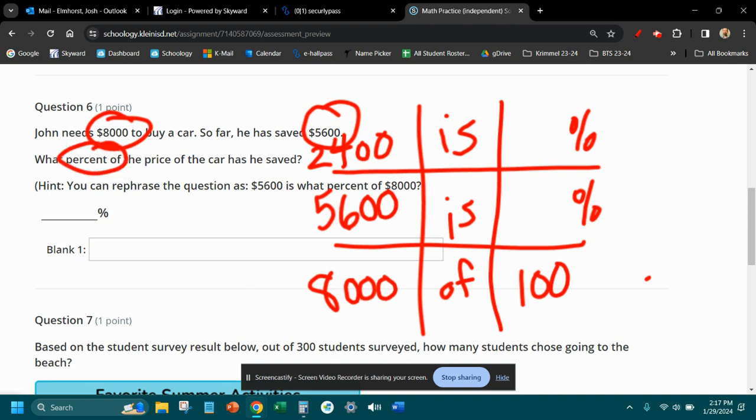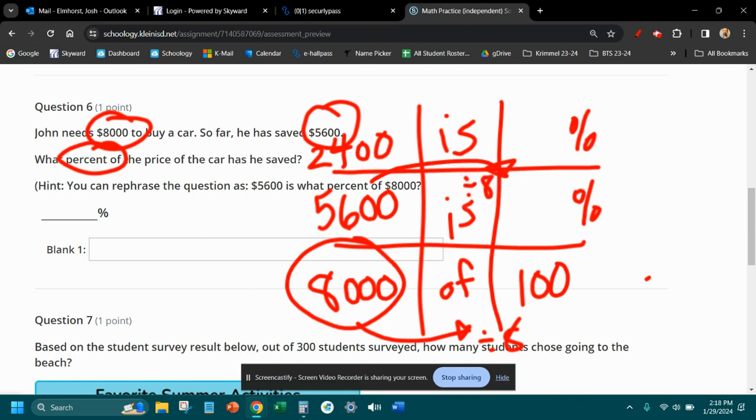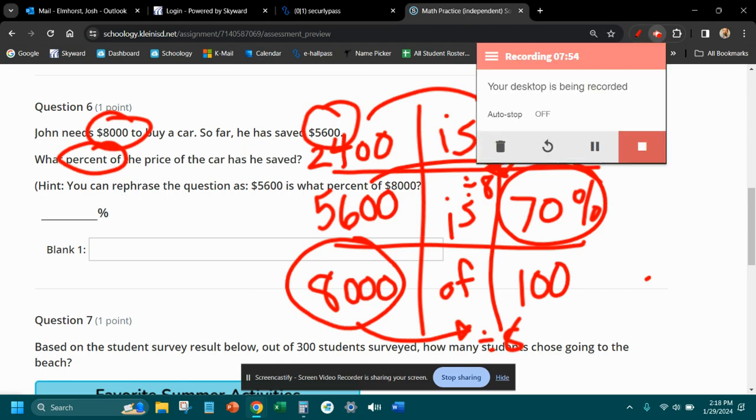We're looking for the percent. It looks like 8,000 does have a factor that works with 100. So if we divide by 8, divide by 8, divide by 8, we're going to end up with 30%, 70%, and 100.